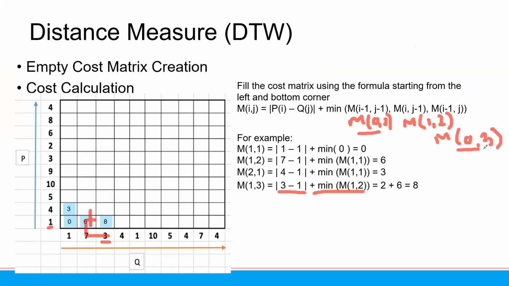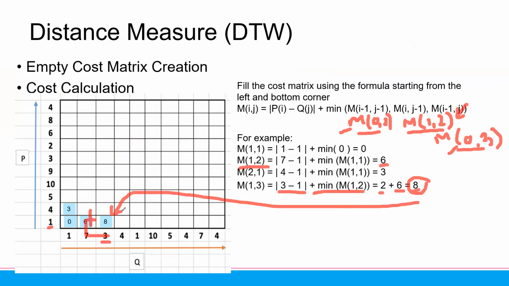Okay, 0, 3 is nothing. So we have the m 1, 2. What is 1, 2? 1, 2 is 6, because we have nothing here, so this is the remaining. Then we have the value is 6. Then 2 plus 6, it is 8. So we put the value 8 in this cell.